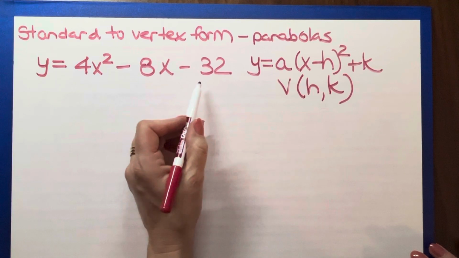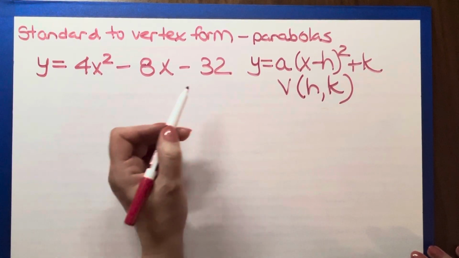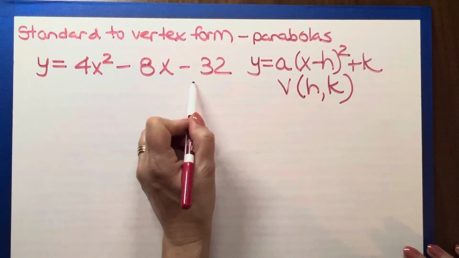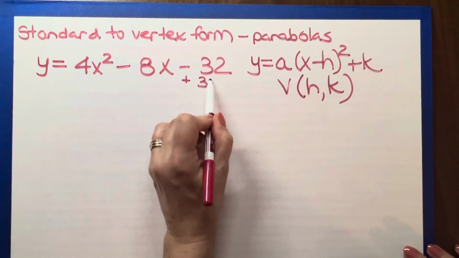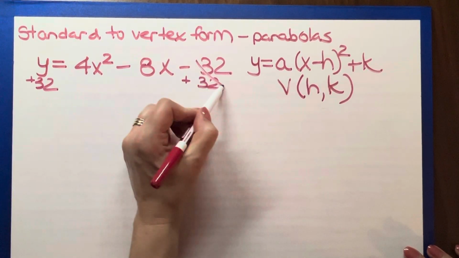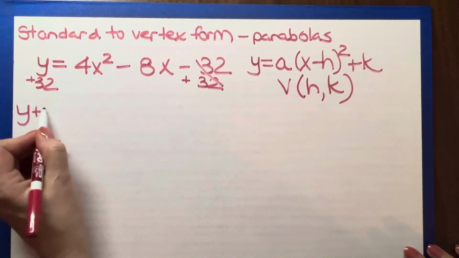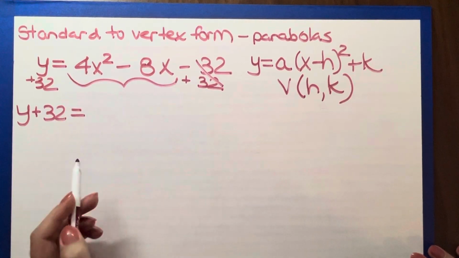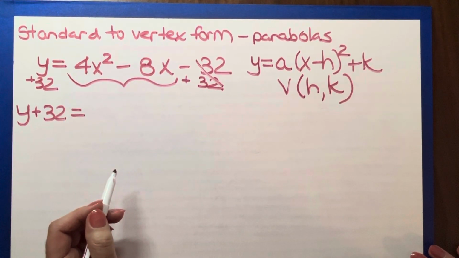So let's take a look at how we're going to start with this problem. First of all, whatever your constant is at the very end, you're going to move that to the left side of your equation. So I'm going to add that 32 over there. So I have y plus 32 on the left. And then on the right, I have 4x squared minus 8x.